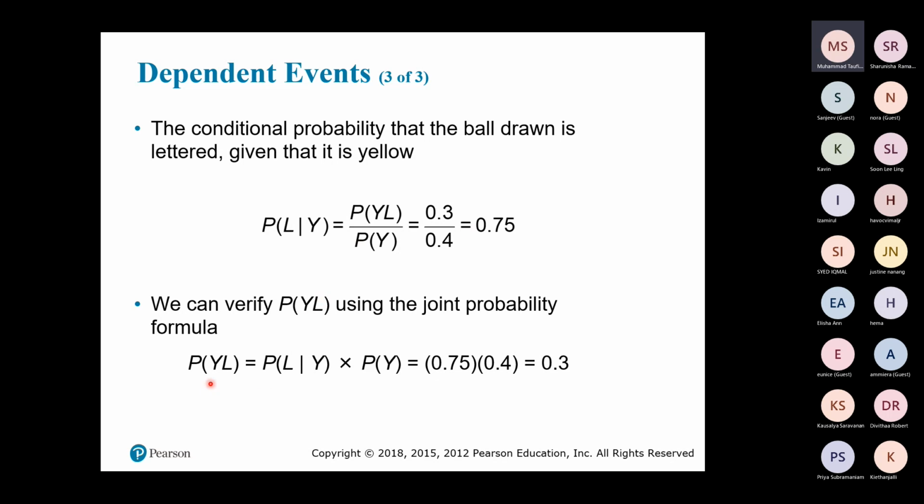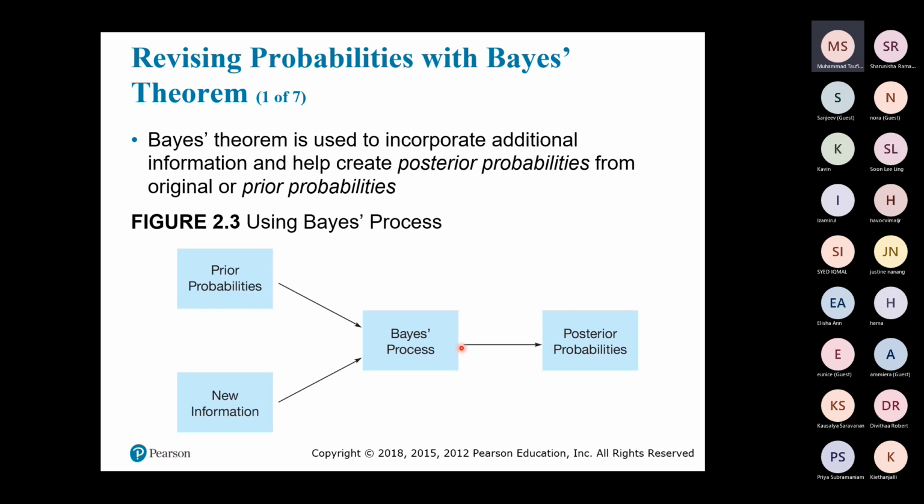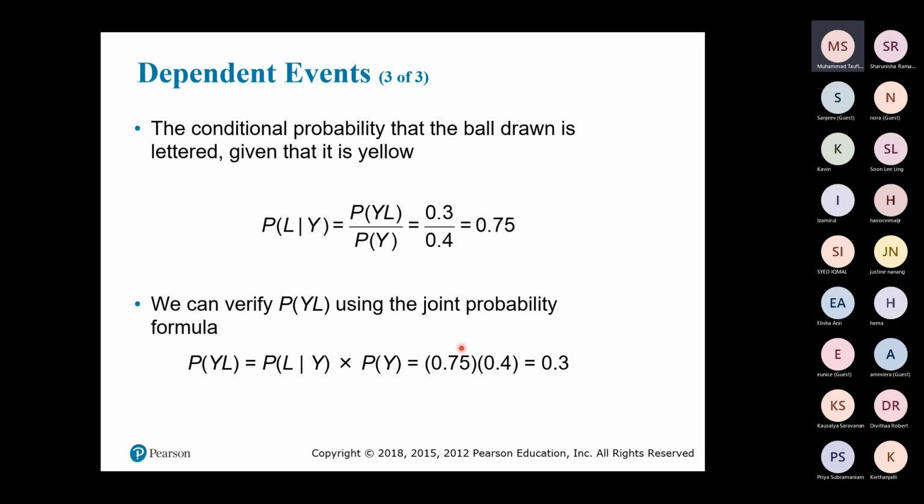You try to get the probability of yellow and lettered ball by multiplying the probability of getting lettered after you draw a yellow ball with the probability of yellow ball. Then you get 0.3, so it means that 0.75 is correct. This is just to check back your answer. So the probability of getting a lettered ball after you pick a yellow ball is 0.75. All right, so that is a dependent event.